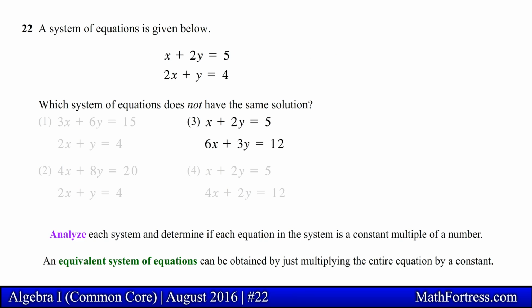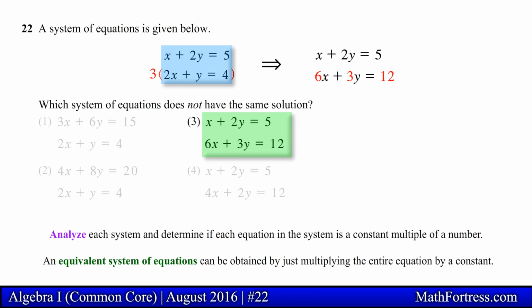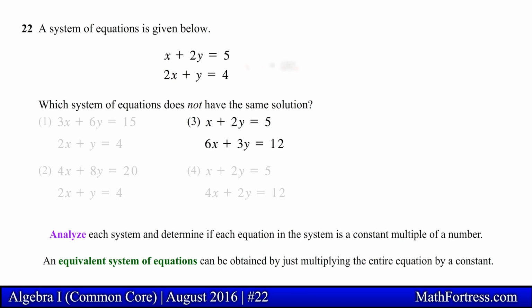Moving along to option 3, we see that the first equation is the same as the original system, but the second equation seems to be modified. Looking at the equation, we see that it has been multiplied by 3. This means that this system also has the same solution as the original system. By the process of elimination, we know that our answer has to be the system from option 4.